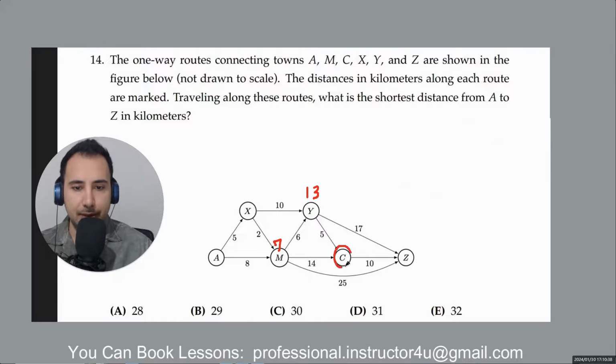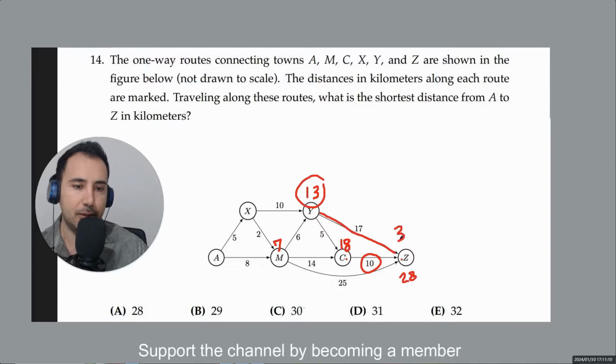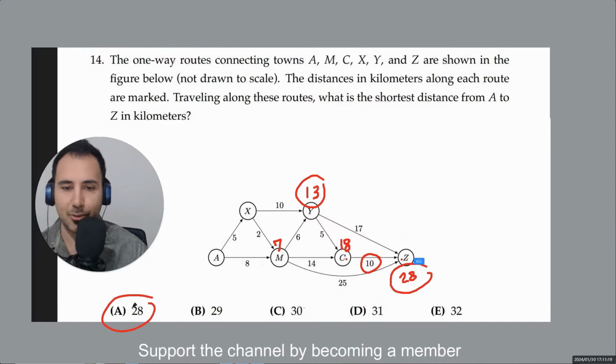What is the shortest path to C? Up to here was 7. This is going to be 21, okay, if we go this way. But if we go 13 plus 5, it's actually 18. So I'm going to write here 18. See, I'm just going to write the shortest path for all of them, right? So from C to Z, if I add 10 to it, it's going to be 28. But if I go 13 plus 17, it's going to be 30. So what is the shortest path? Okay, 18 plus 10. So that's going to be 28. Option A is the right answer.